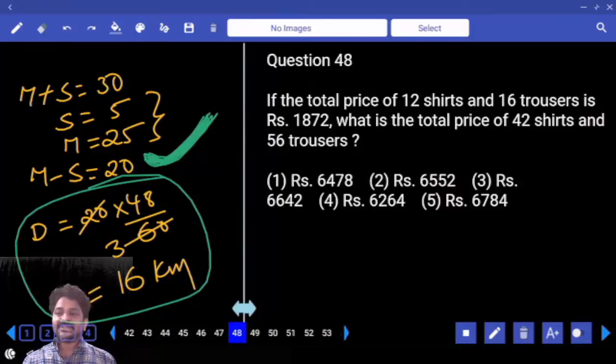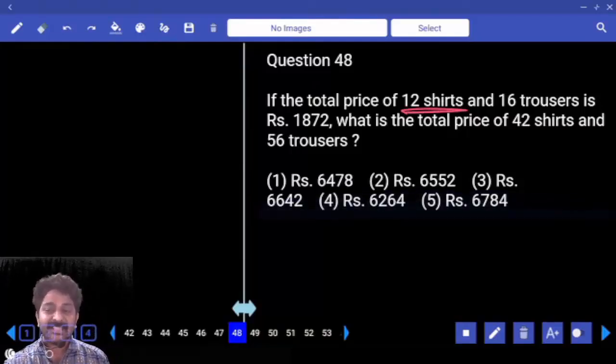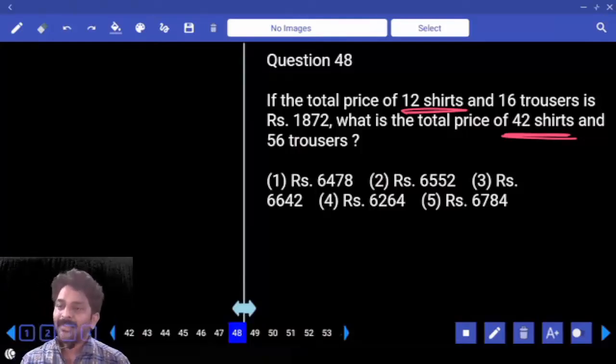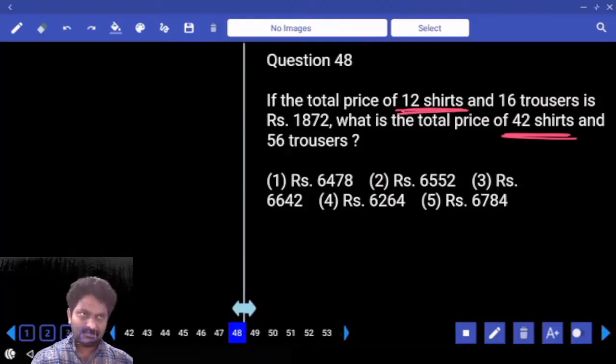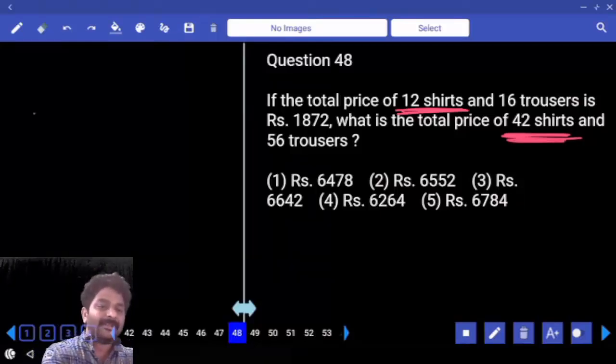If the total price of 12 shirts and 16 trousers is 1872, what is the total price of 42 shirts and 56 trousers? I discussed this yesterday or the day before. The proportionate increase in shirts and trousers must be the same, right? How many shirts are there in the information, and in the question? Now you need the relation between 12 and 42. 12 divided by 4, 3 into which number will give you 42? 14. That means divided by 4 into 14.